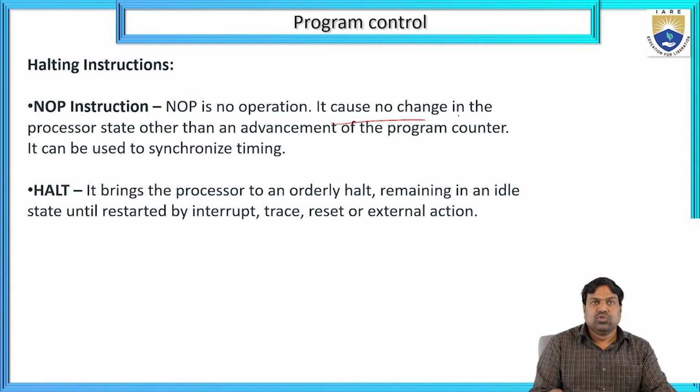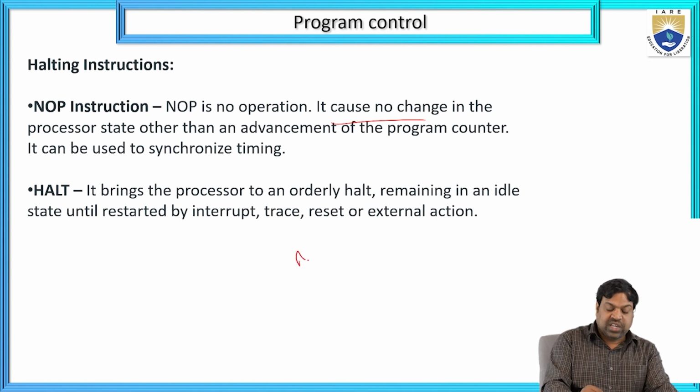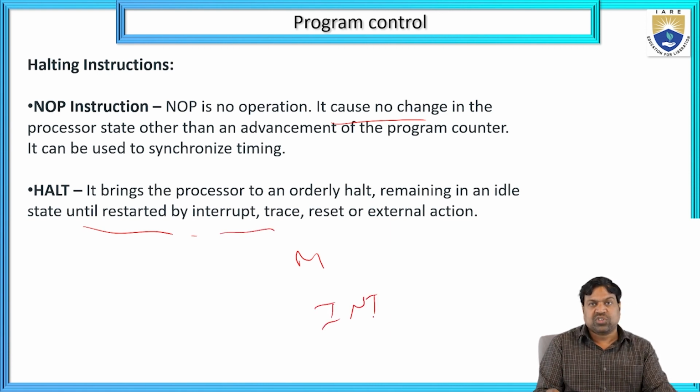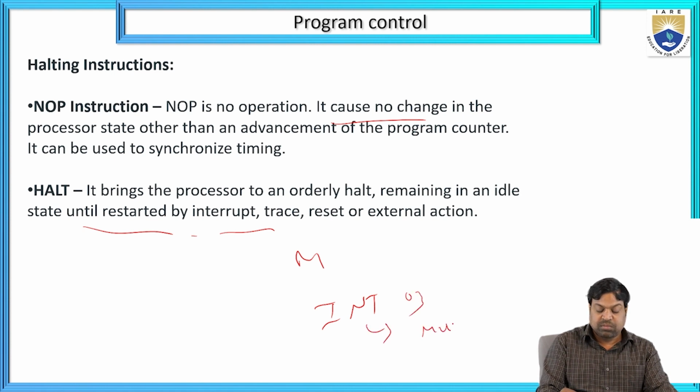So it causes no change in the processor state other than an advancement of the program counter, and it can be used to synchronize timing. Halt, we have to wait some time. It brings the processor to an orderly halt, remaining in an idle state until restarted by interrupt, trace, reset, or external action. So suppose I give one input R1, it stays idle until an interrupt. When I'm going for the interrupt, it means multiple tasks are going on. Okay, so interrupt 03, where interrupt means multitasking.